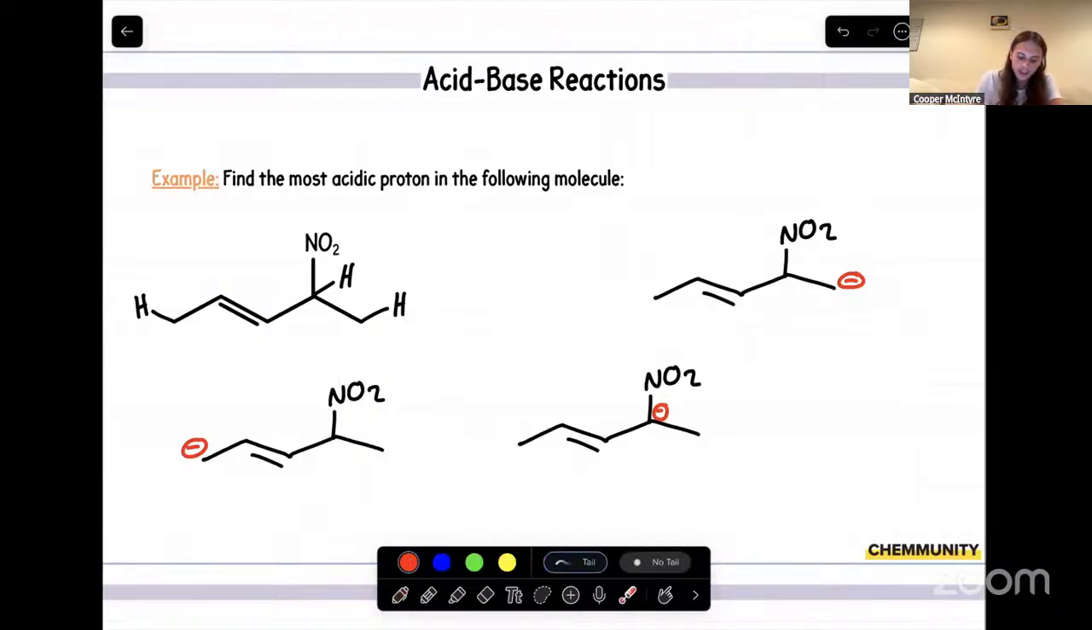Now, if we're looking at the conjugate base that came from this proton, which is right here, we would have a negative charge on our carbon. And this negative charge is right next to a pi bond, so it can be delocalized through resonance, which is good. And then if we're looking at this conjugate base, which came from this proton right here, we don't really have any factors of stability for this negative charge, or at least none of any importance. But we have this negative charge right here, which is right next to that pi bond, so it can undergo resonance.